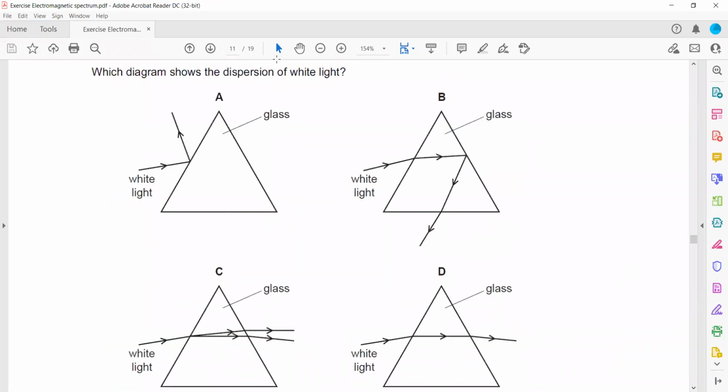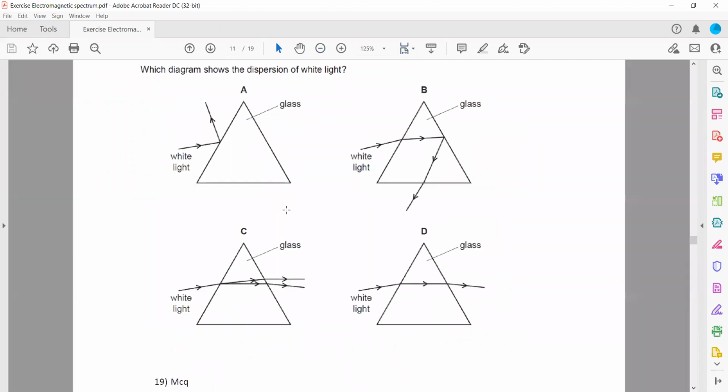Then which diagram shows dispersion? Dispersion means spreading of the wave when it moves. When white light moves, it spreads into colors because there is a change in the speed of the components of the white light. So C is the right answer.